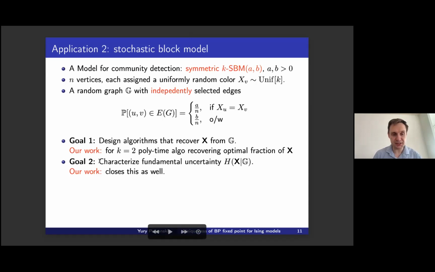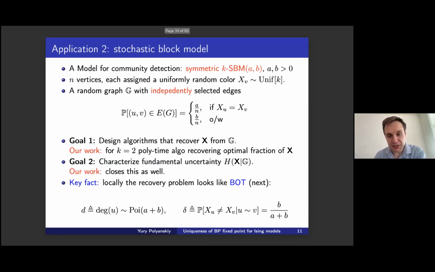Okay, and the second piece is that we also can compute this complicated posterior entropy in closed form, up to solving some fixed point equations. So this is an application, and at this point I can smoothly proceed to my third application, which will also be the basis of our proof.